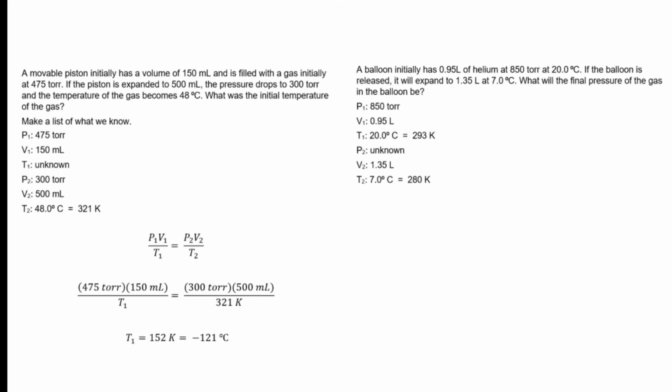Okay, we can now plug this into combined gas law and get our final pressure. Here's our combined gas law. Here is all of our information in combined gas law. Let's make sure our units match, our liters are matching up, our Kelvin are matching up. So our final pressure is 571 torr.